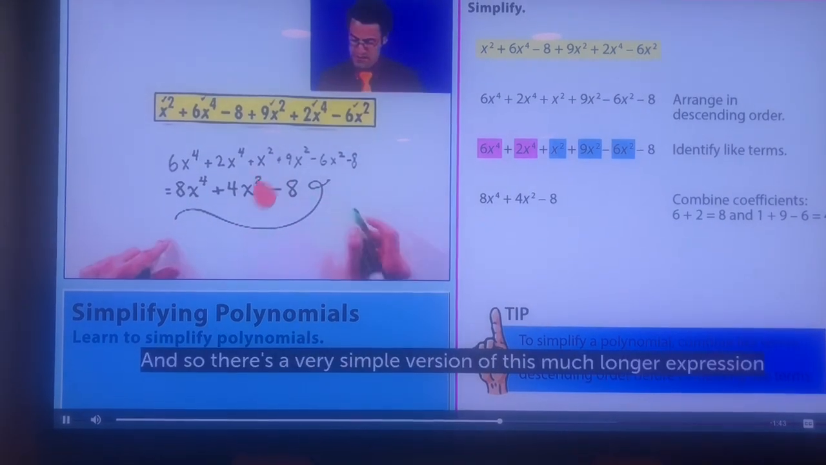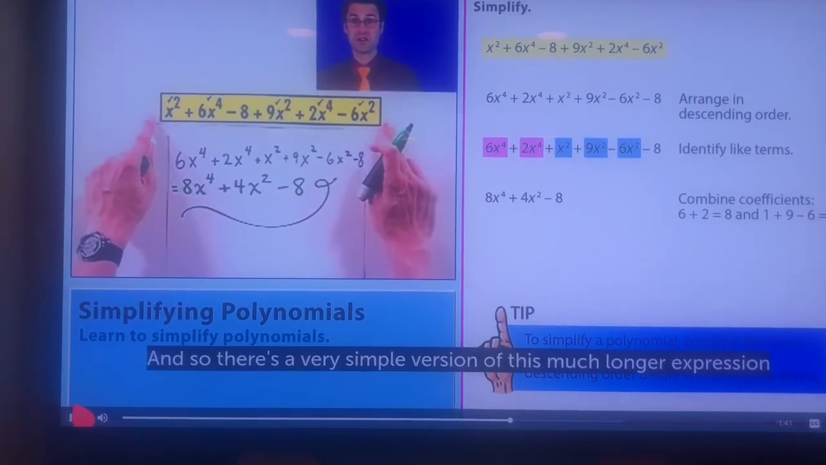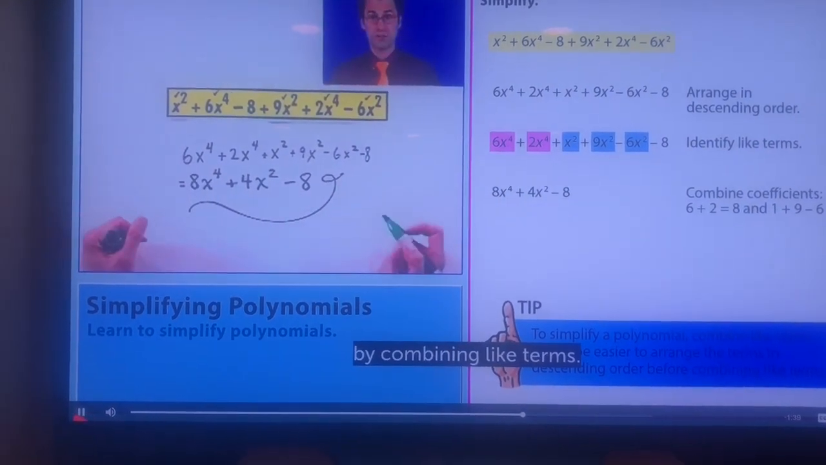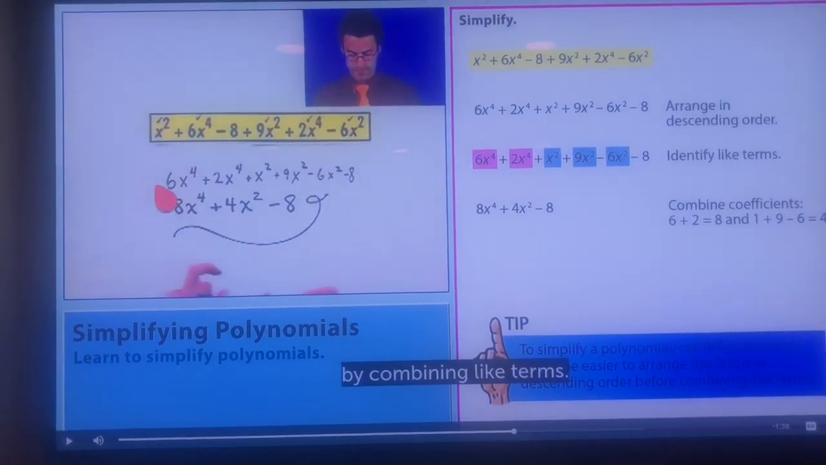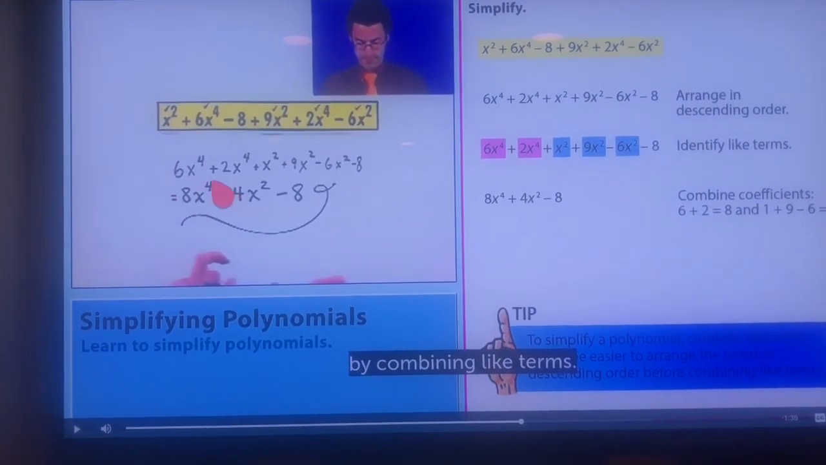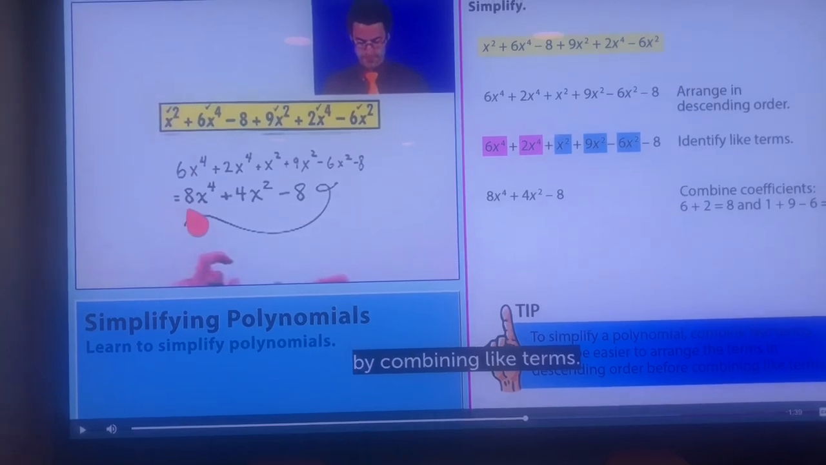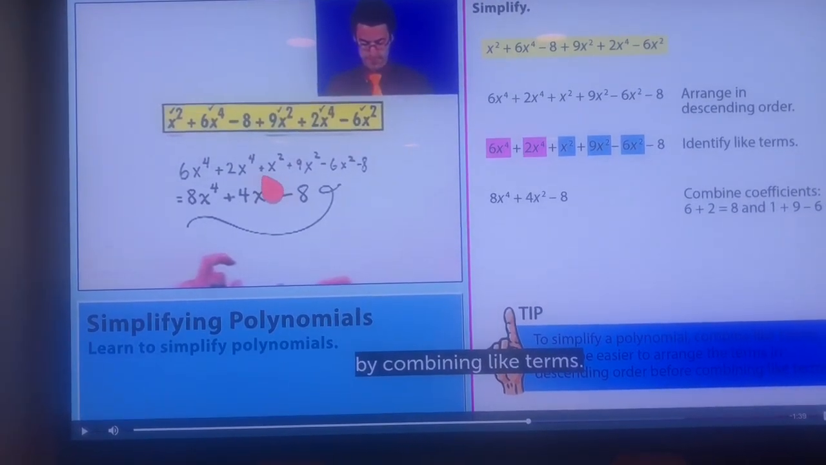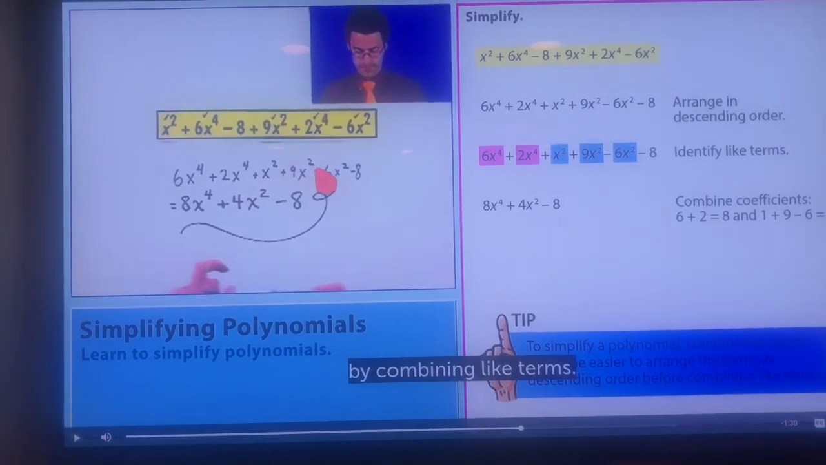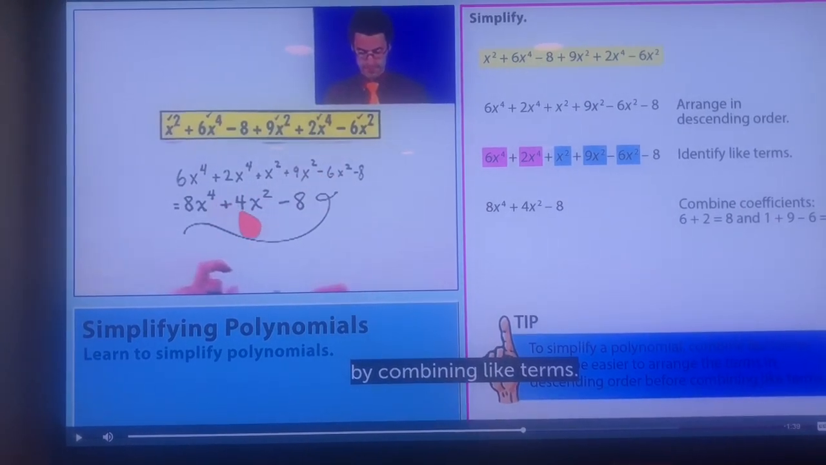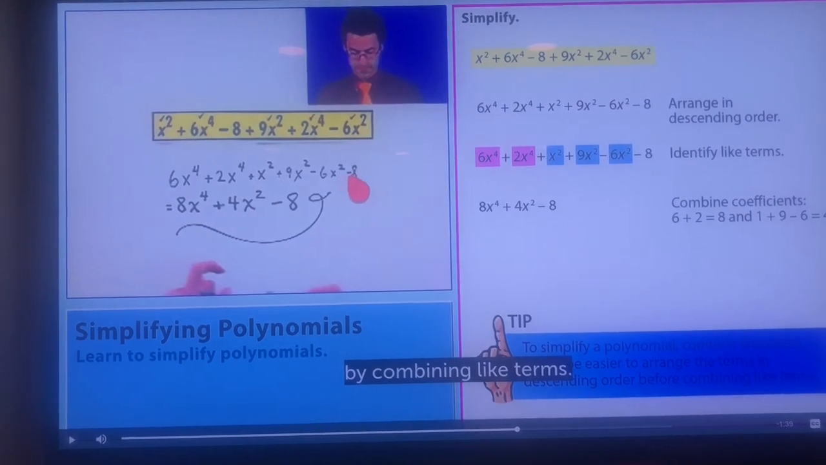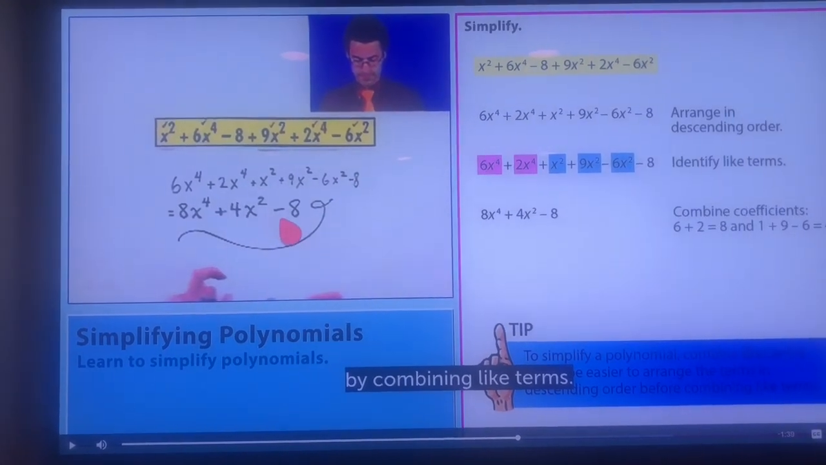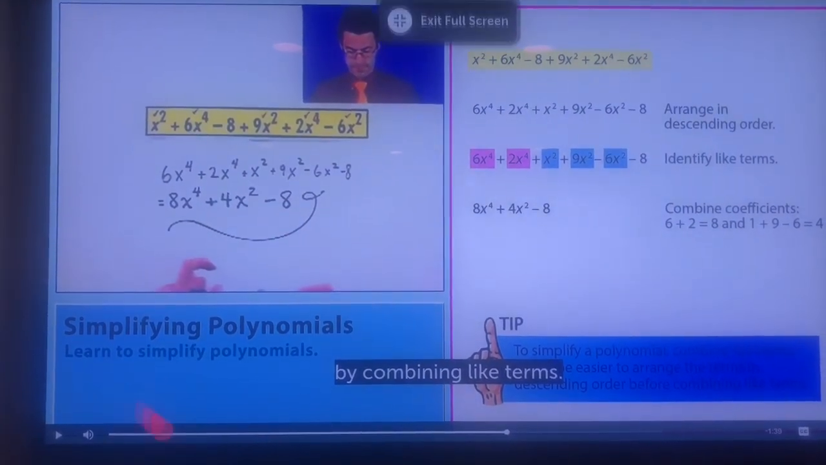And so there's a very simple version of this much longer expression by combining like terms. Okay, so you can see the 6 and the 2, those coefficients in like terms, went together to give us 8. And then the 1, the 9, and the negative 6 combined to give us plus 4. And then the negative 8, that being the constant, just went on the end.